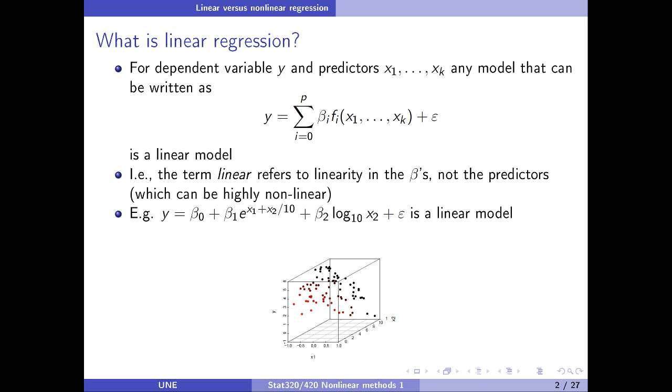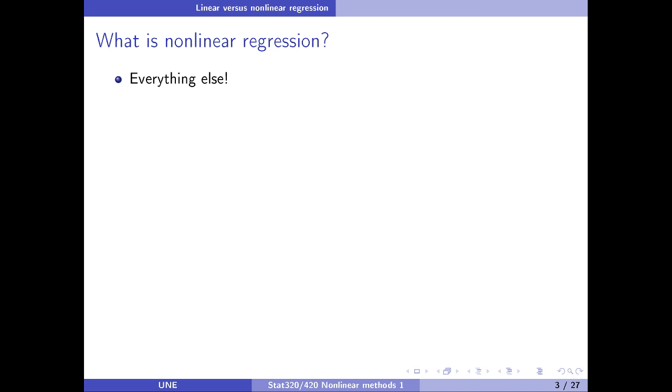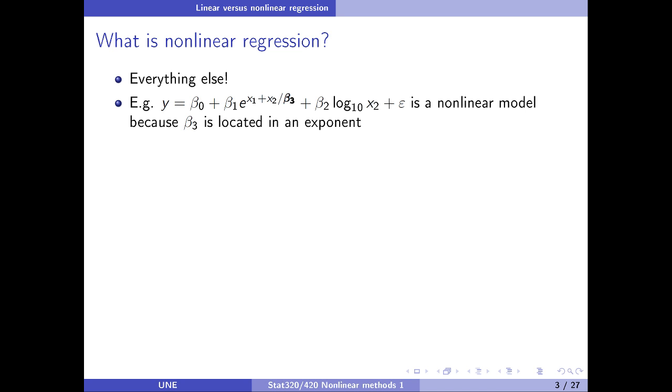So here we've got a linear model. Now let's talk about what a nonlinear model is. Well, interestingly enough, it's everything else. If we have a model like y equals beta naught plus beta 1 e to the x1 plus x2 divided by beta 3, so we've got beta 3 in an exponent that's attached to beta 1, we've suddenly got a nonlinear model. We don't have beta 3 times a function of x's, it's actually built into that function.